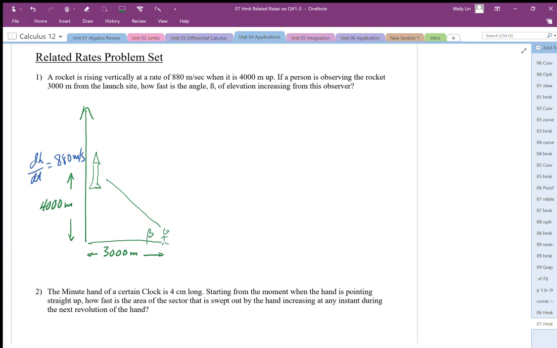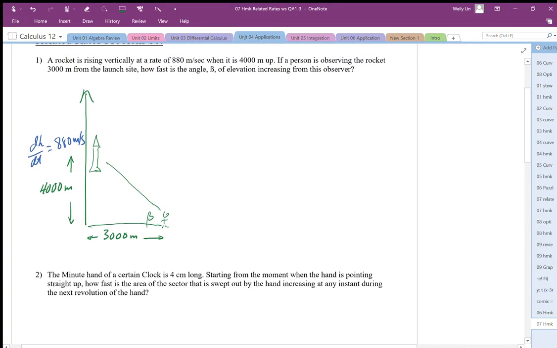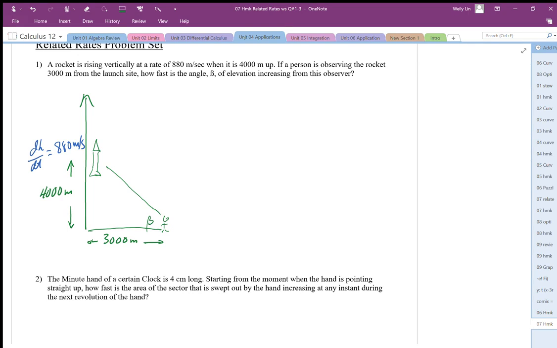Question number 1 in the related rates problem set says a rocket is rising vertically at a rate of 880 meters per second. So that is going to be our dH by dt, which I've shown here in blue. And it is when it's 4,000 meters up. And so the rocket is in a position of 4,000 meters up. And if a person observing the rocket from 3,000 meters from the launch site, so horizontally it's going to be 3,000 meters, how fast is the angle beta of elevation increasing from this observer?